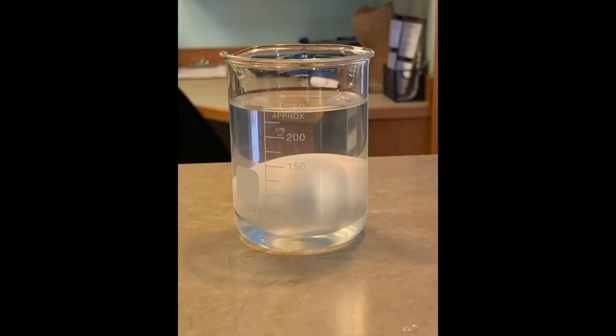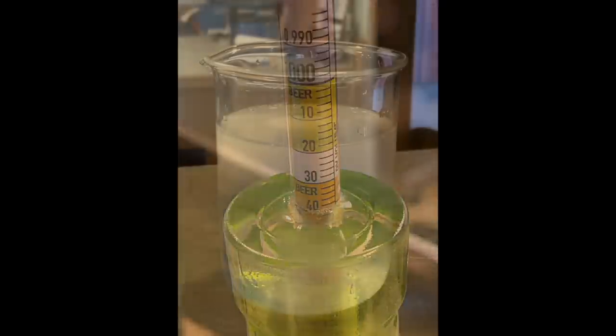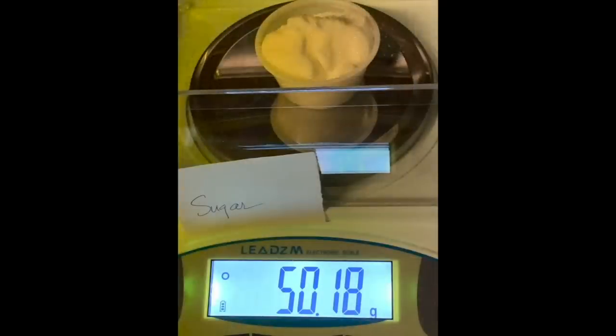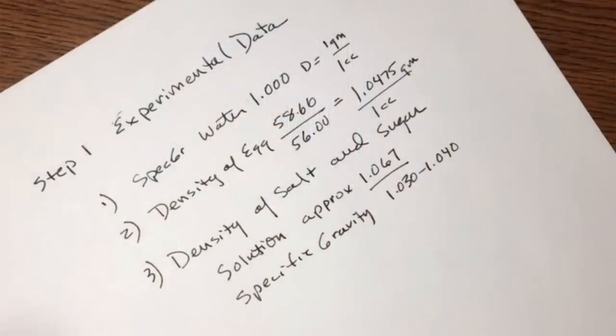So I cleaned out my equipment. I put 50 grams of salt and fresh water in the 750 cc bottle. I checked the specific gravity, and as you can see, it's about 1.040, and the egg floated. I then repeated the procedure with sugar. Again, approximately 50 grams of sugar. I got my specific gravity that was just a hair over 1.030, and I was able to successfully float the egg. Step 1 of the experiment is now concluded.